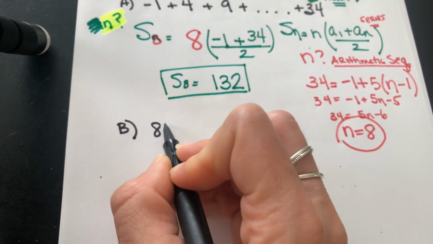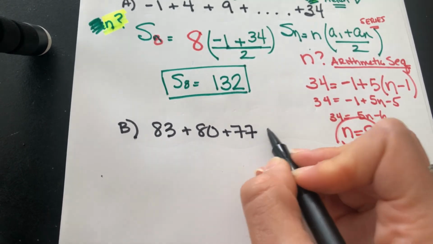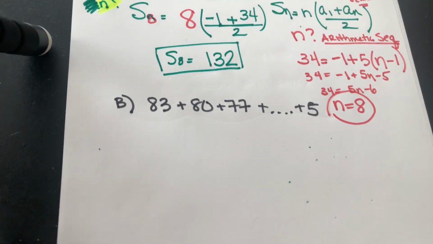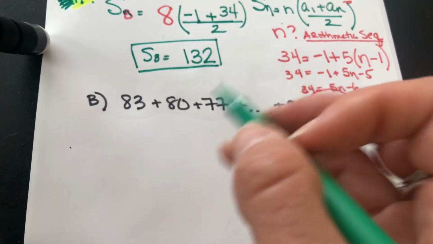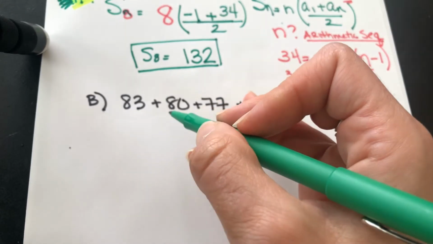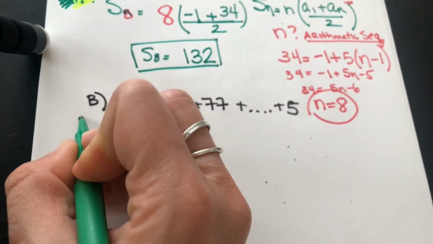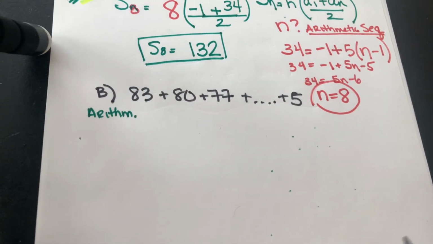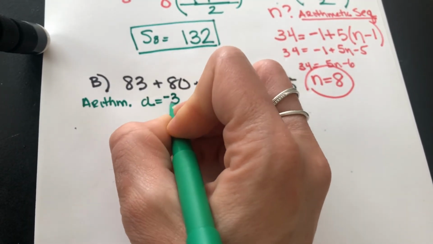All right, so we have 83 plus 80 plus 77 plus ... plus 5. Okay, so I want the sum of the series. So we want to look at this again and say, are we decreasing or increasing by the same amount? 3, 3. So that's how you guys know this is arithmetic. You don't know anything else for the moment, but I want to keep doing that because of tomorrow. And we all know the common difference is -3.